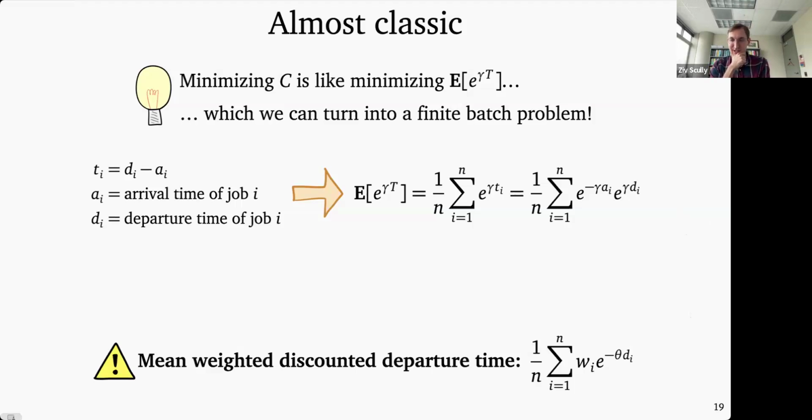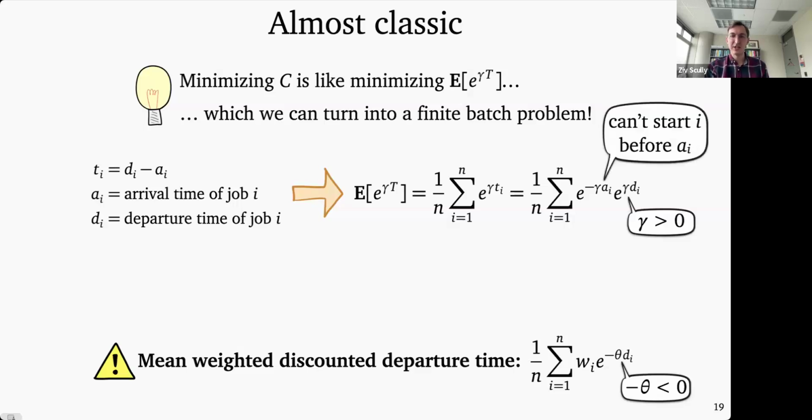There are a couple of important differences, though. For example, for the discounting in the classic problem, we usually assume a negative discount rate, that is to say, the cost of a job gets smaller and smaller over time. Whereas we have not really discounting, but inflation. That's one difference. Another difference is that here, we can interpret these e to the negative gamma a_i as weights. We could let w_i be that, and then the objective would look very similar. But we actually also have an extra constraint in our problem, which is that a_i is the arrival time. We can't start serving job i before time a_i.